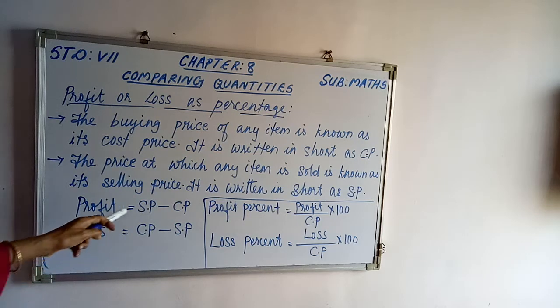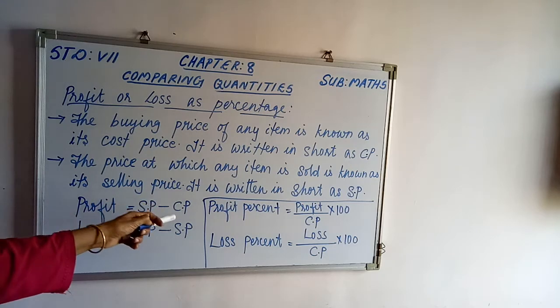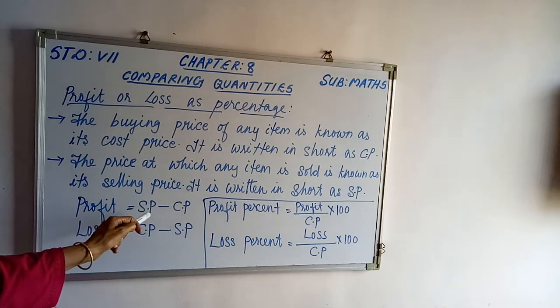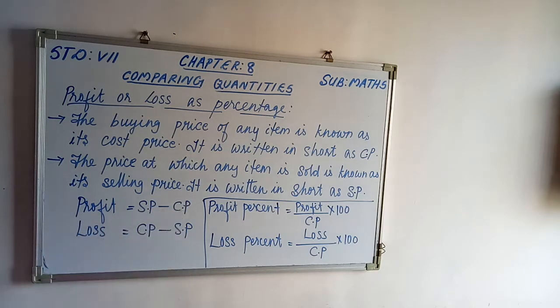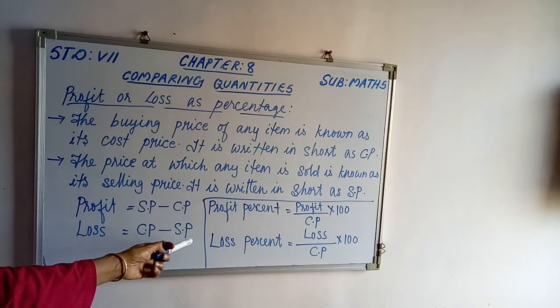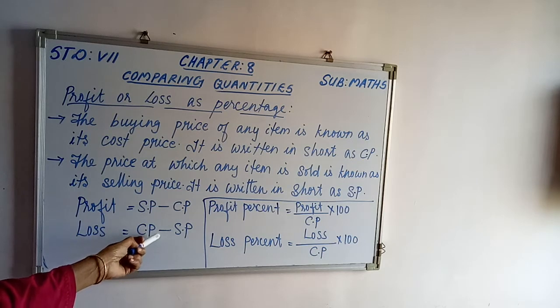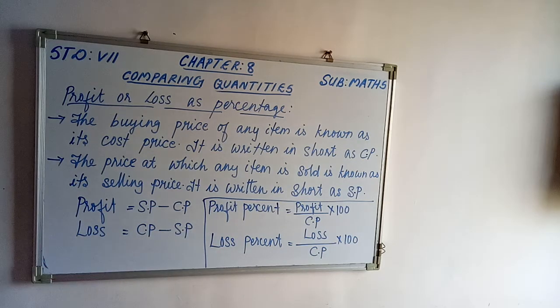And if the selling price is greater than the cost price, there will be a profit. Then we can find out profit by subtracting cost price from selling price. Profit is equal to selling price minus cost price. And if the selling price is less than the cost price, there is a loss, and loss can be calculated by subtracting selling price from cost price. That is, loss is equal to cost price minus selling price.